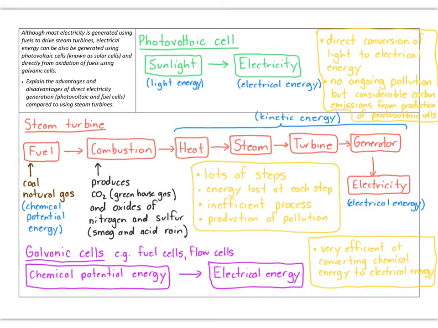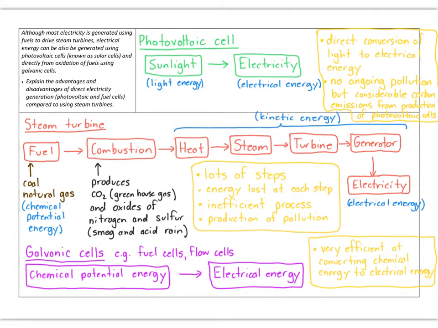I guess the advantages, which I haven't said here, is that coal and natural gas are still in abundant supply, and they're fairly cheap compared to other fuels. So that's the reason that we make so much electricity using coal and natural gas and steam turbines, even though it's quite an inefficient process.